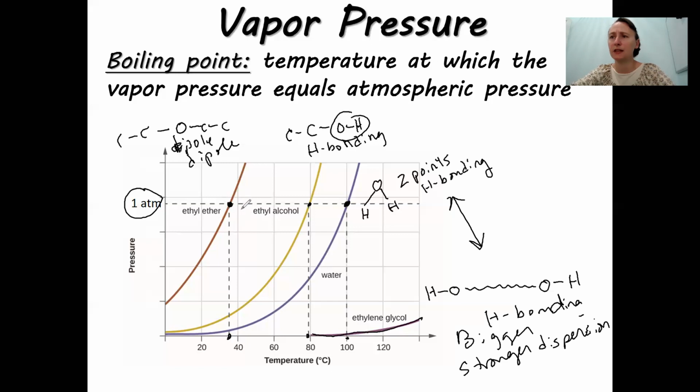So at a specific temperature, for example, here around 38 degrees, you can compare all 3 substances in their vapor pressure. So water has the lowest vapor pressure because between these 3 substances, it has the strongest intermolecular forces. Ethyl ether, or diethyl ether, has the weakest intermolecular forces, and so it has the highest vapor pressure.